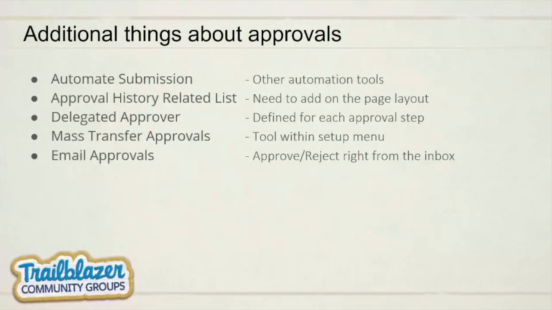So you can choose this delegated approval settings on every approval step, where it is allowed and where it is not allowed. Then the second last is mass transfer approval. Mass transfer is basically like the mass ownership transfer we talked about in data management. There is a tool where you can set the criteria, see all the records, and transfer the ownership from one person to another.